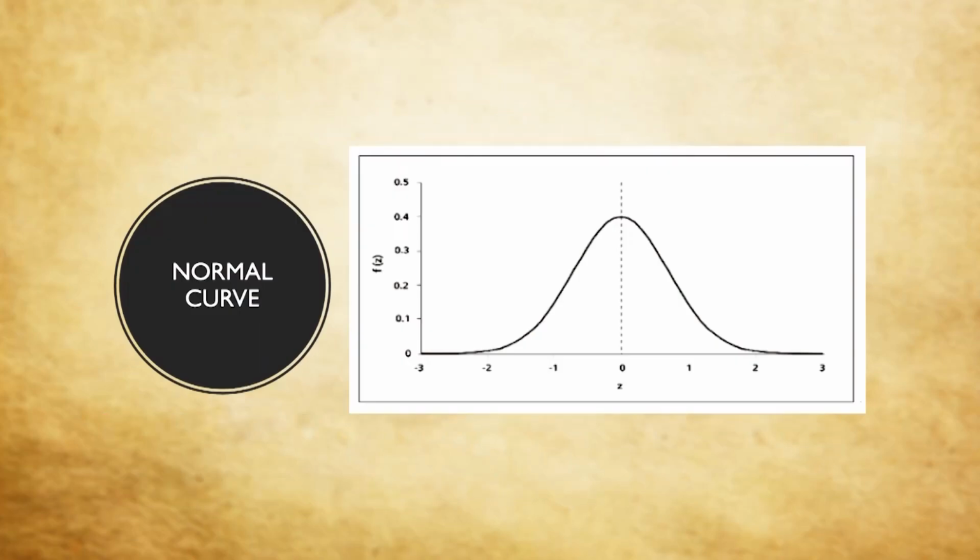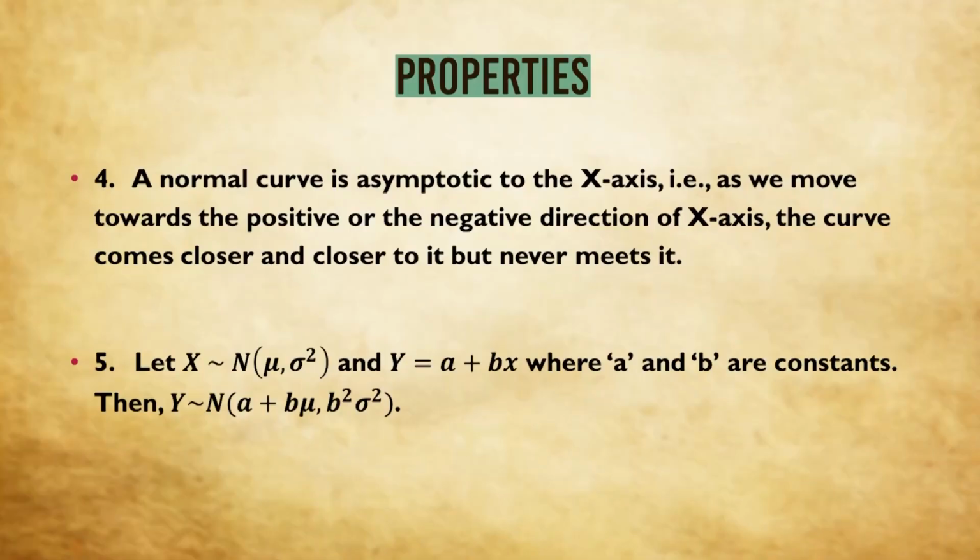Another very important property is this. If y is a linear function of x and x follows a normal distribution, then y will follow a normal distribution as well. So suppose x is a random variable that follows a normal (mu, sigma square) distribution, that is, a normal distribution with mean mu and variance sigma square, and y is equal to a plus bx, that is a linear function of x where a and b are constants.